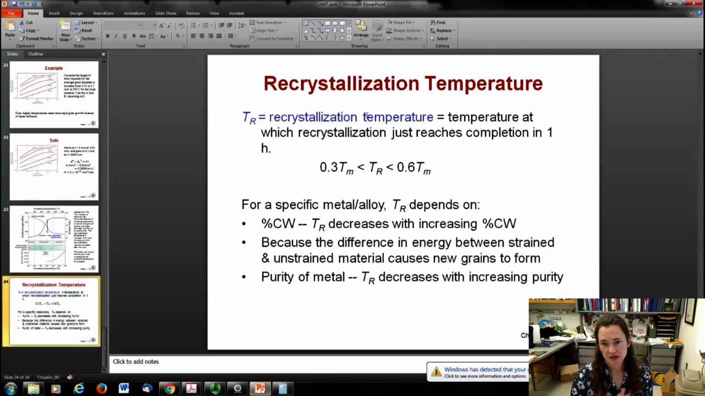The purity of the metal also matters: your recrystallization temperature is going to decrease with increasing purity, and that's another relationship that you typically see.